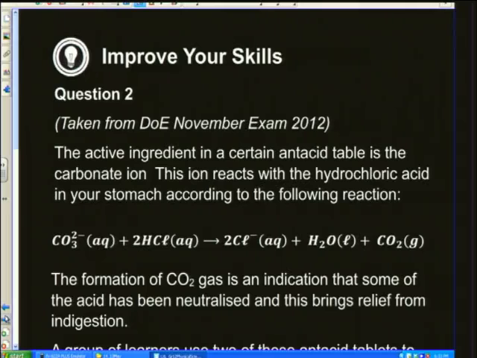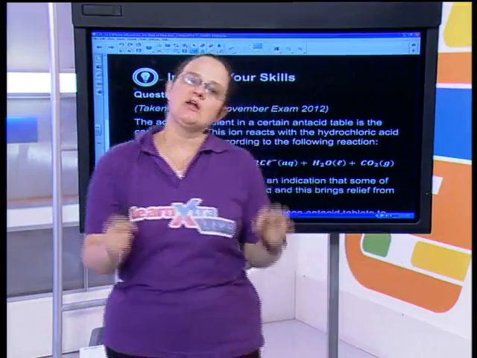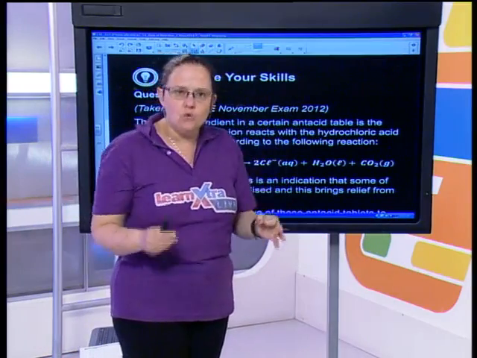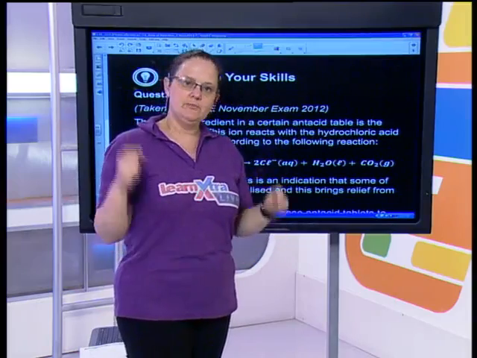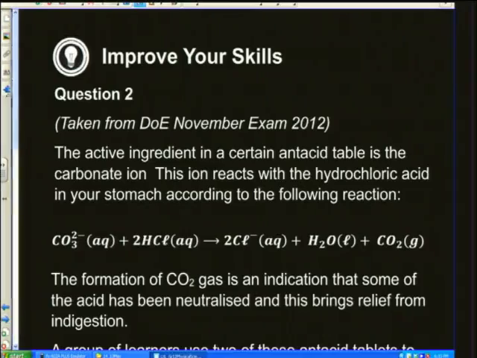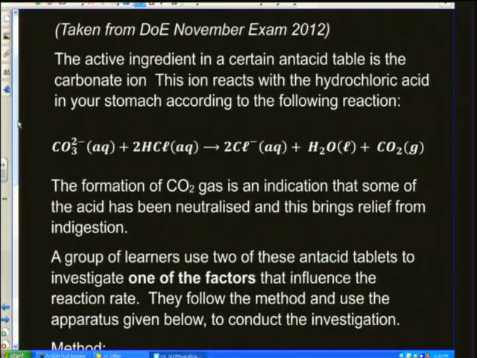Question 2, and this is when I really hope you've managed to download the notes. It is long-winded, okay, but that's how your chemistry questions are going to be asked. Do not be put off by that, and read all the information because you're going to need it, okay? They tell you the active ingredient in a certain antacid tablet is the carbonate ion. This ion reacts with the hydrochloric acid in your stomach according to the following reaction.